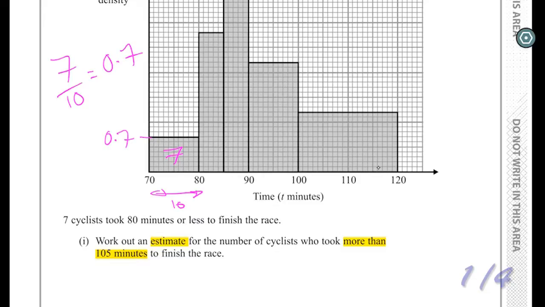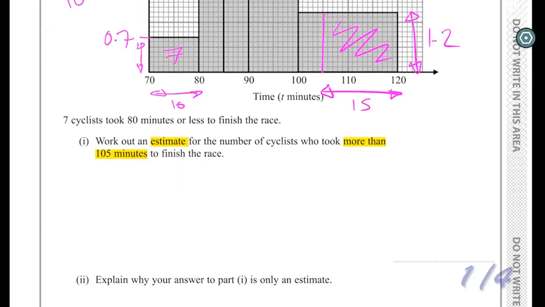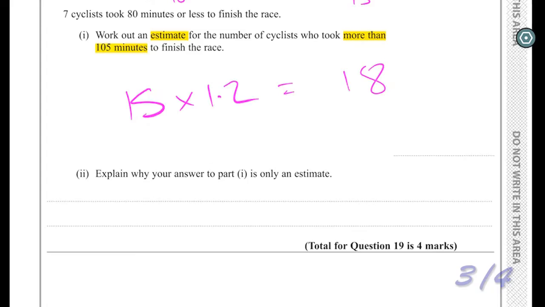Looking at that, we need to find out how many people are in this area. How many people in between there and there, from 105 to 120. That's got a width of 15. And looking at the scale, if the height of this is 0.7, that's 7 little squares. So the height here, which is 12 little squares, will give us 1.2. So the number of cyclists who took more than 105 minutes will be the area, which is 15 times 1.2. That gives you 18.